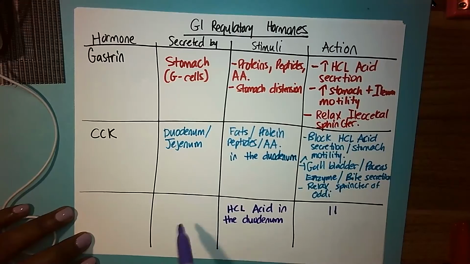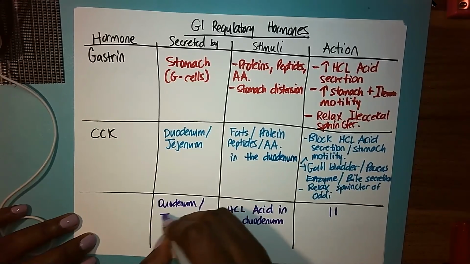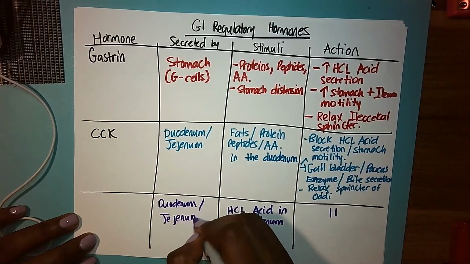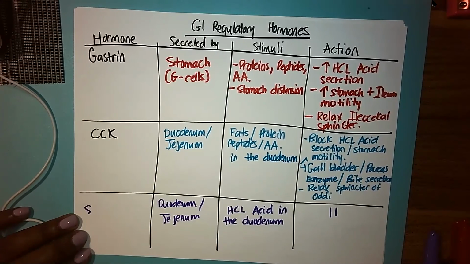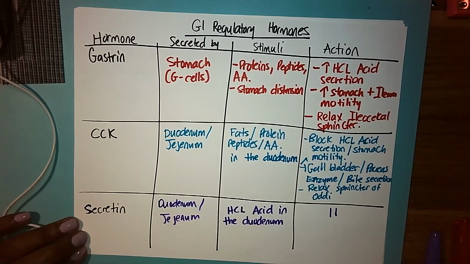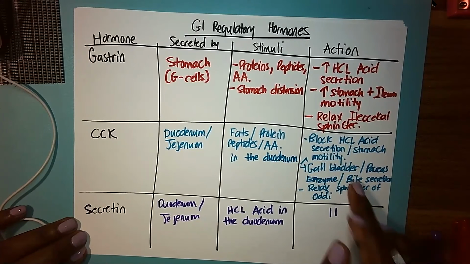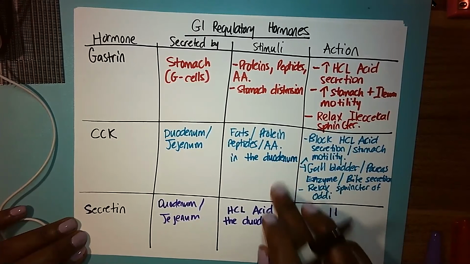And then the exact same location, so duodenum and jejunum. And this is secretin. Okay, so secretin and CCK have a synergistic relationship. They're bringing about the same response, but they're doing it by different stimuli.